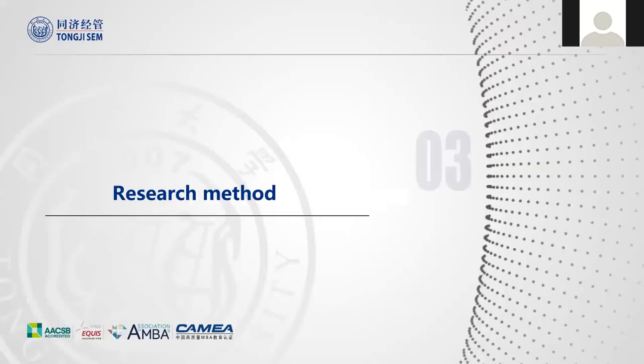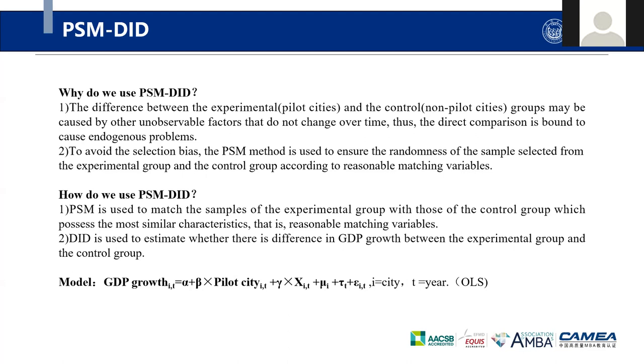Then we use the PSM-DID method to examine these two hypotheses. So why do we use PSM-DID? As mentioned before, it can be used to mitigate the noise brought by unobserved factors and selection bias. PSM is used to match the samples of the experimental group with the control group, which possess the most similar characteristics. DID is used to estimate whether there is a difference in GDP growth between the experimental group and the control group. This is our PSM-DID model.